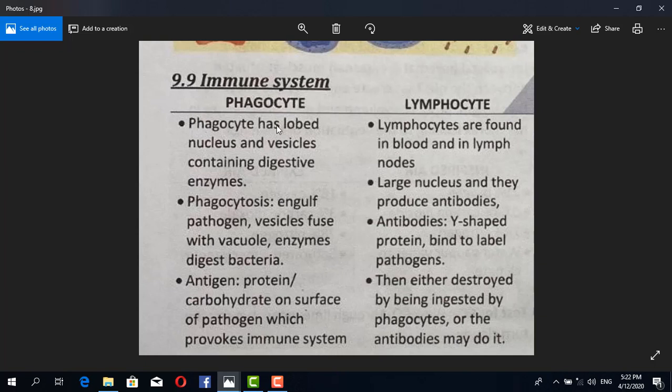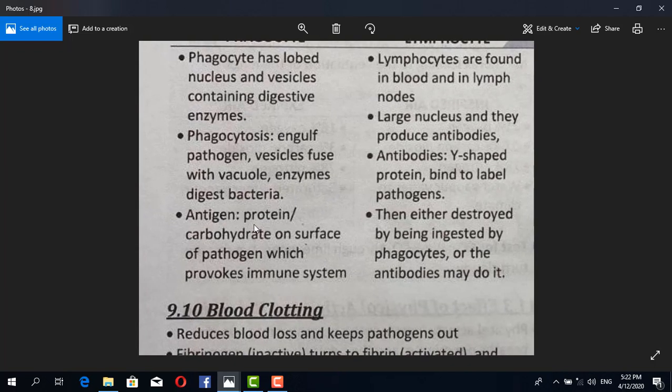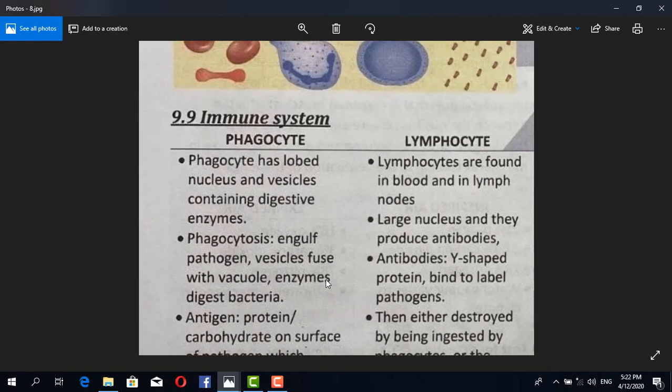The phagocyte here has a lobed nucleus and vesicles containing digestive enzymes. Meanwhile, the process of phagocytosis is actually engulfing the pathogen. Vesicles fuse with the vacuole and enzymes digest the bacteria. The antigen is practically a protein or carbohydrate on the surface of a pathogen, which provokes the immune system.